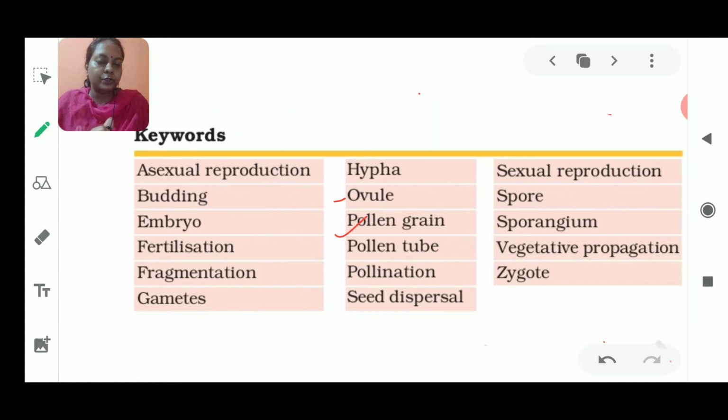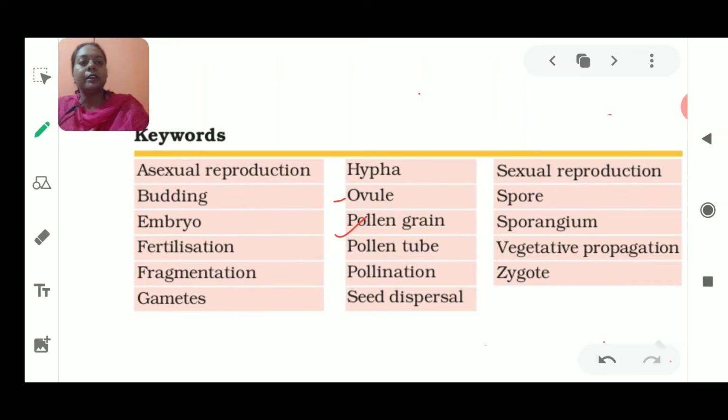Next is the pollen tube. What is the meaning of the word pollen tube? Pollen tube is the tube which develops after the pollination. Once the pollen grain is resting over the stigma, it is going to develop a pollen tube. With the help of this pollen tube, the male gamete is going to be transported and come near to the ovule present inside the ovary, where the fertilization will take place. Okay, so pollen grains are the structures which contain male gametes.